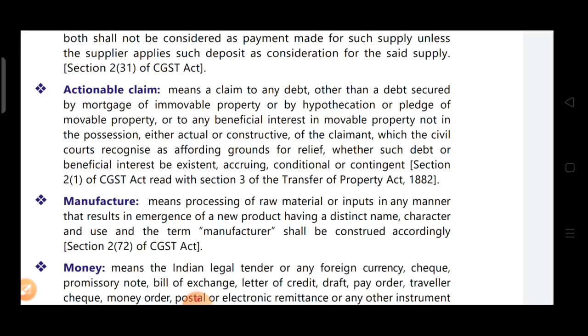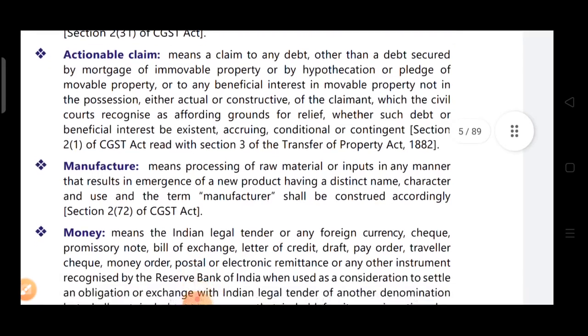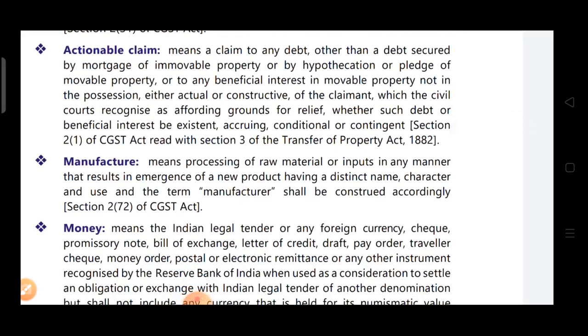Not only that, they have given other than a debt secured by mortgage or by hypothecation or pledge of any movable property, or any beneficial interest in movable property not in the possession, either actual or constructive, of the claimant, recognized by the civil court, whether such debt or beneficial interest be existent, accruing, conditional or contingent. Simple thing, you just have to remember this: any claim to any debt means any debt against which a claim can be filed, and it excludes the secured debt. That is actionable claim.